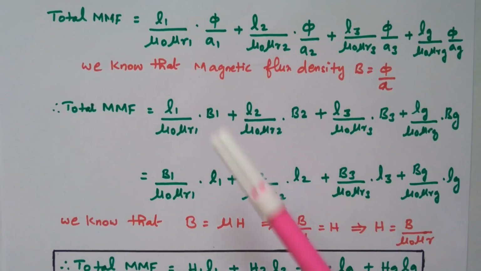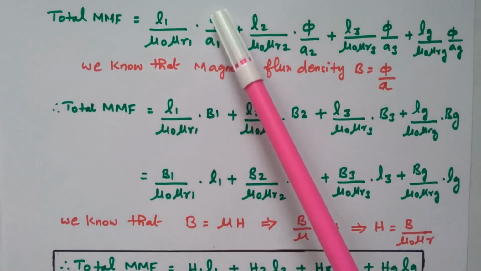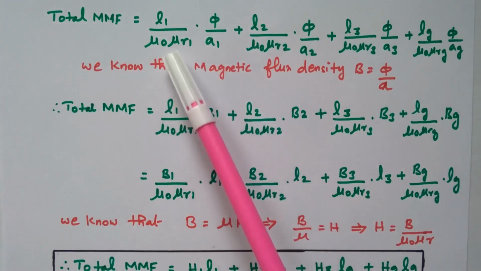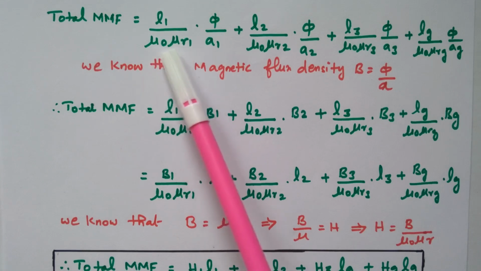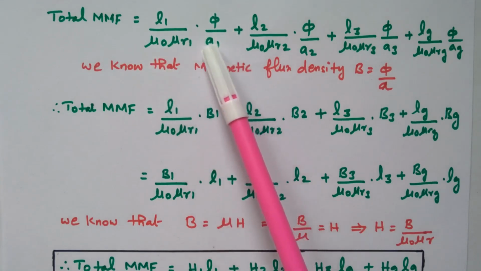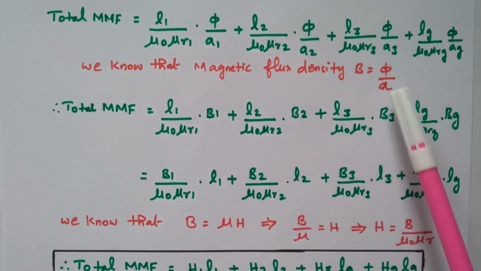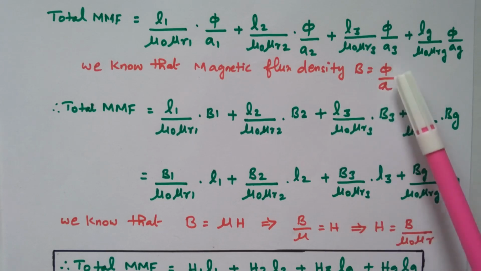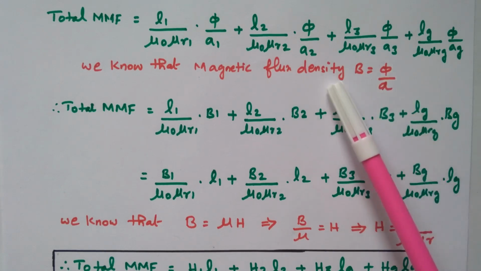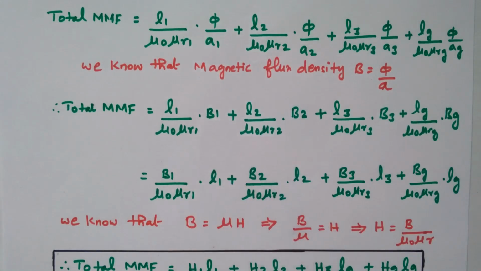Now we'll rewrite this L1 divided by mu naught mu R1 into phi by A1. The above equation is rearranged. The length and permeability are written on one side, and phi and A on the other. So what is this phi by A? Phi by A is nothing but magnetic flux density. Phi by A, flux per unit area, is flux density. So this phi by A1 can be replaced by B1.